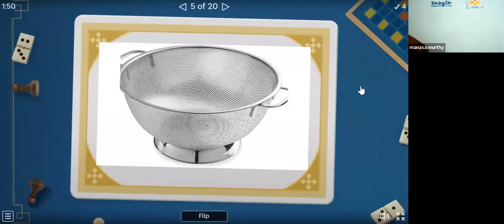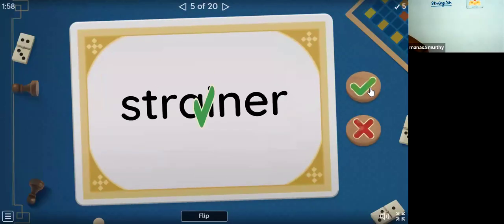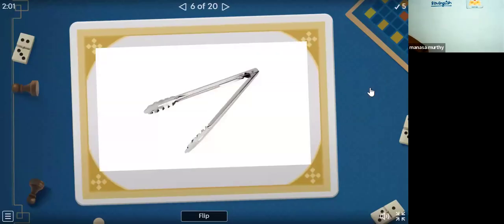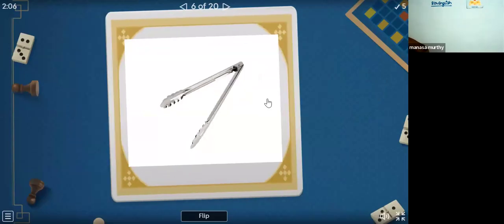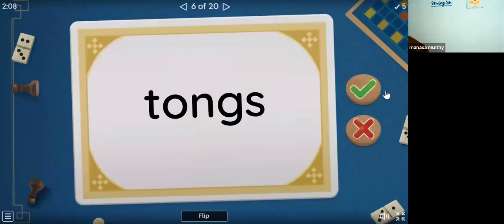This one, if they wash the vegetables or any other cooked items, they will strain it over here. It is called a strainer. This one is used to roast papad or when making chapati. What do we call this? It is called tongs.